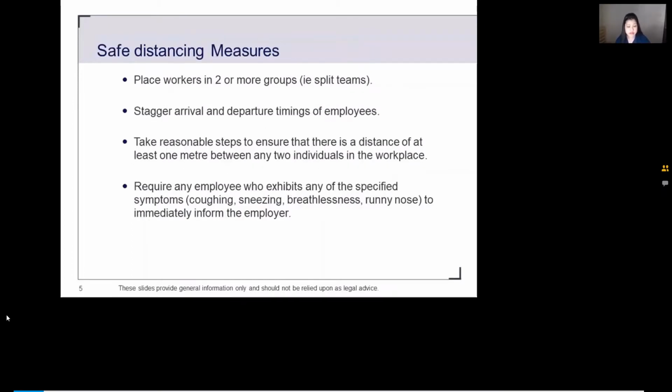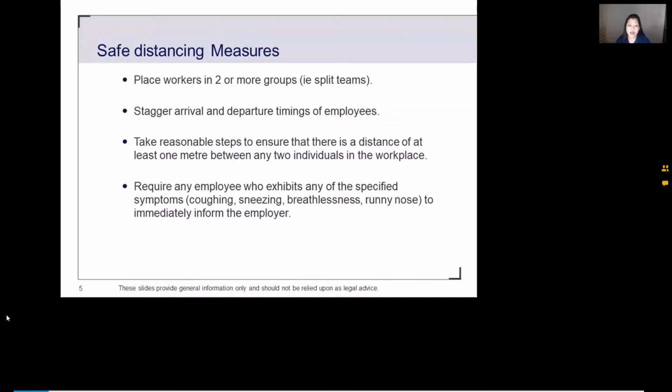Okay, next, safe distancing measures. So there are a number of steps to take for this. The type of safe distancing measures that the government expects to be implemented would be, for example, having split teams, where you implement a split team arrangement to minimize interaction between different groups of employees. Staggering the arrival and departure times of employees, with at least 1 hour in between different groups. And take steps to ensure a 1 meter distance between any two employees at the workplace.